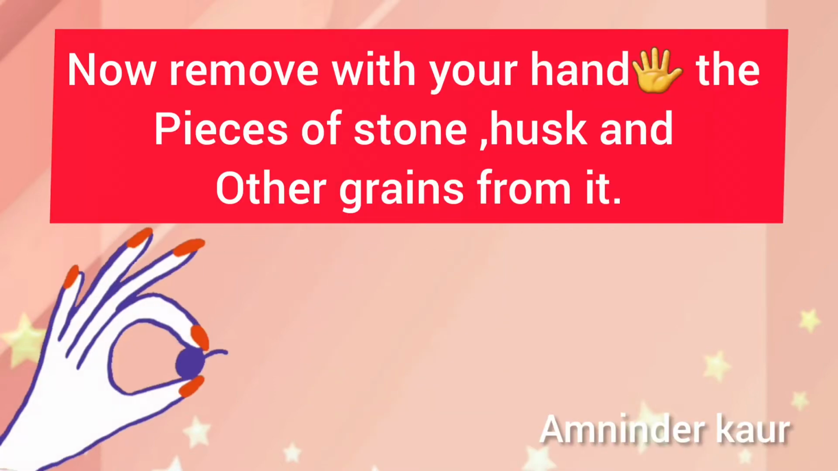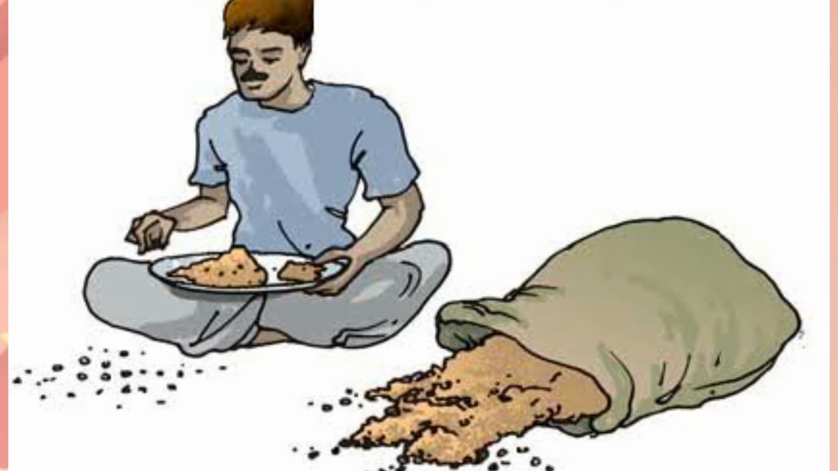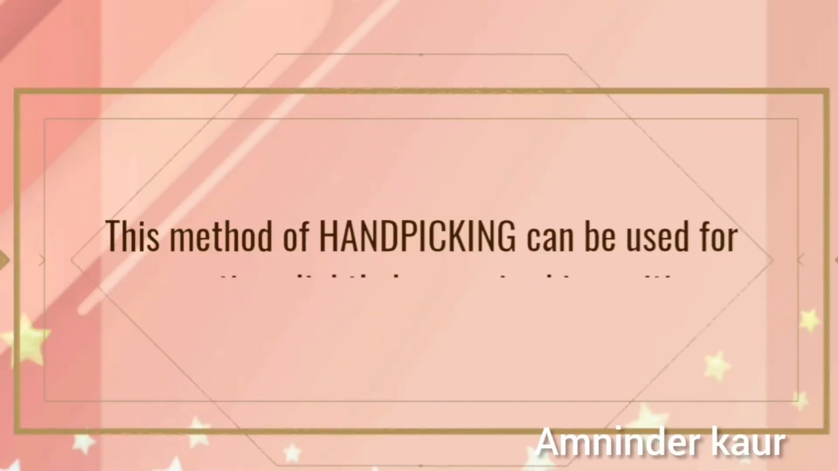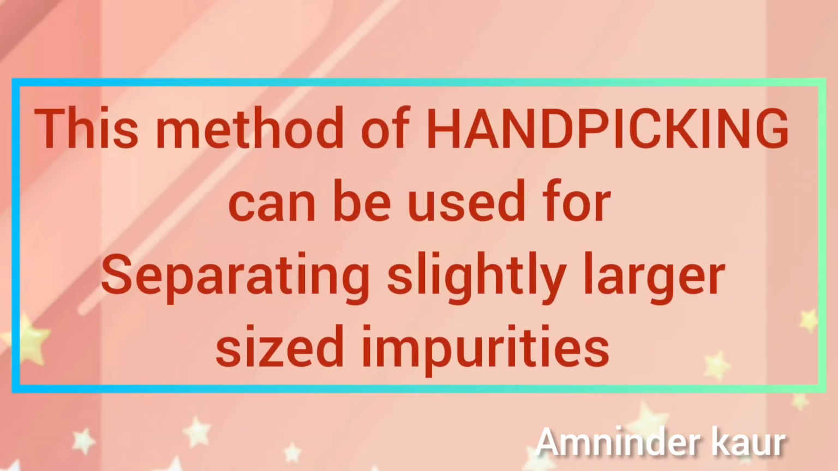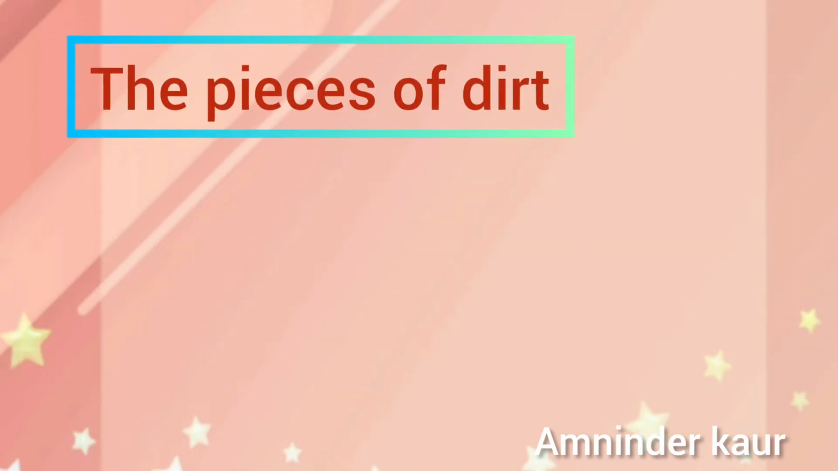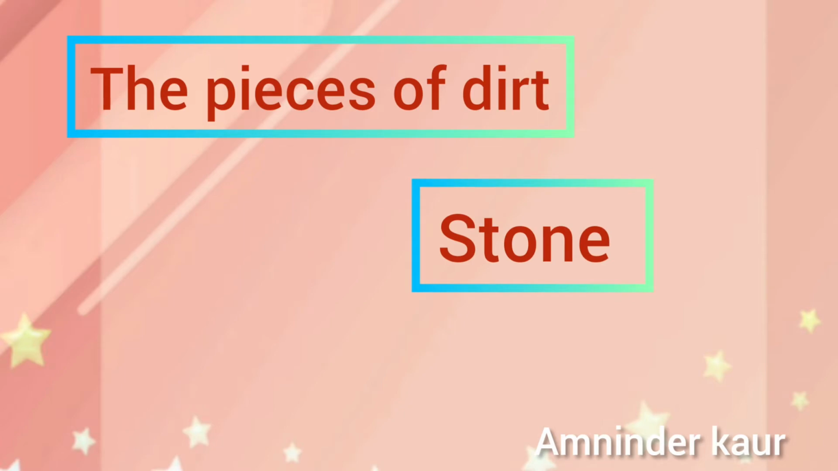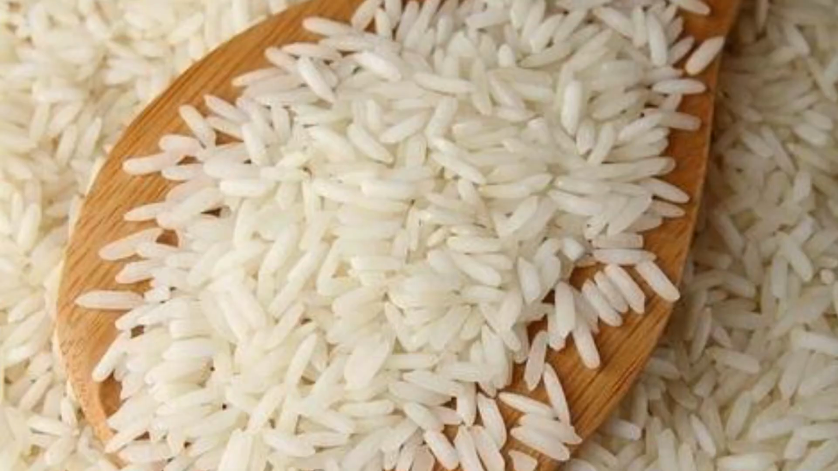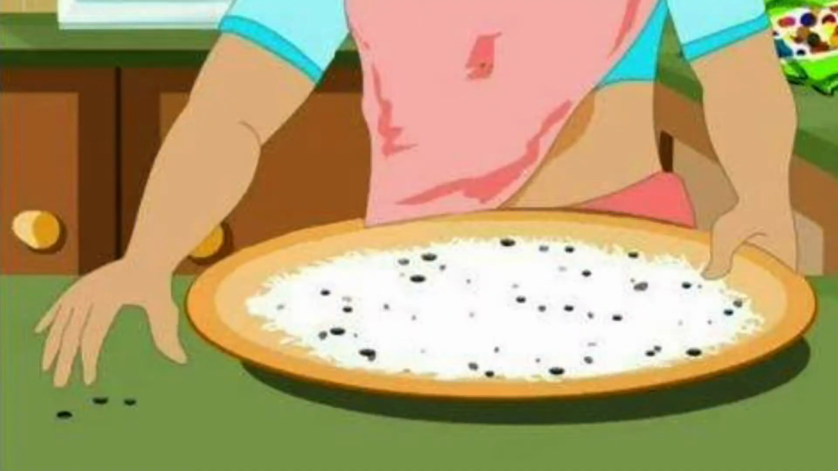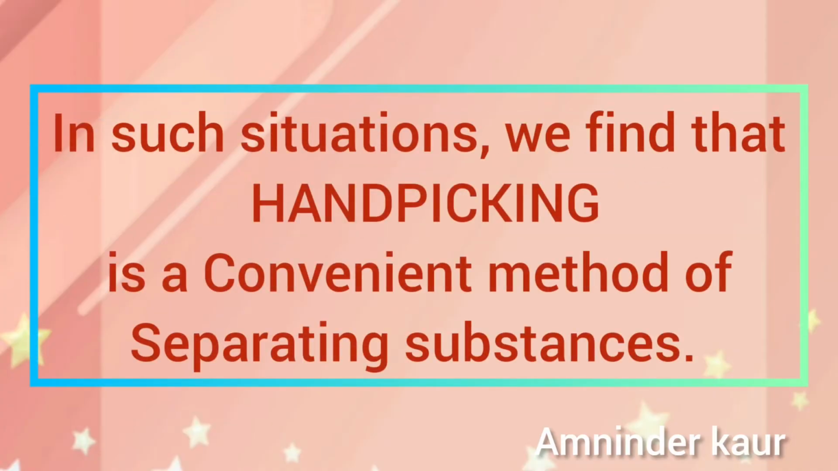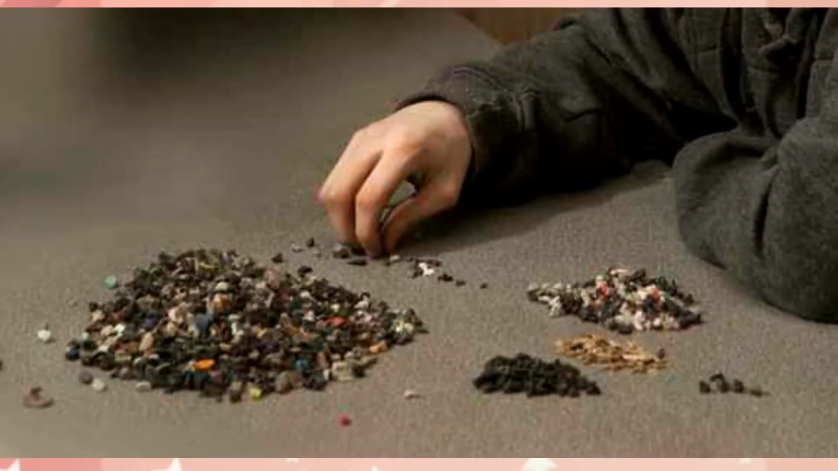Now remove with your hand the pieces of stone, husks, and other grains from it. This method of handpicking can be used for separating slightly larger sized impurities like pieces of dirt, stone, and husk from wheat, rice, or pulses. The quantity of such impurities is usually not very large. In such situations, we find that handpicking is a convenient method of separating substances.